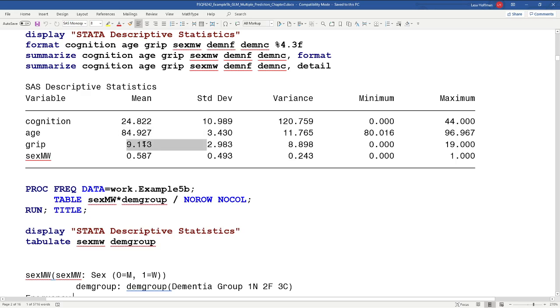Grip strength has a mean near 9, so that's what I picked. And even though it seems a little odd to compute a mean for a binary variable, what this means is that 58% of the cases have a value of 1, which in this context means women. So 58% women, and the remainder are men.